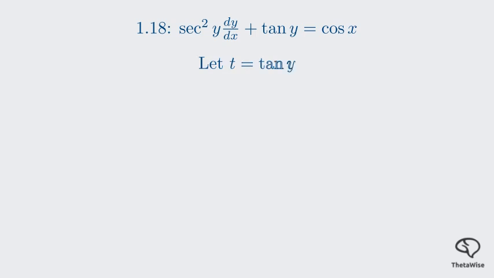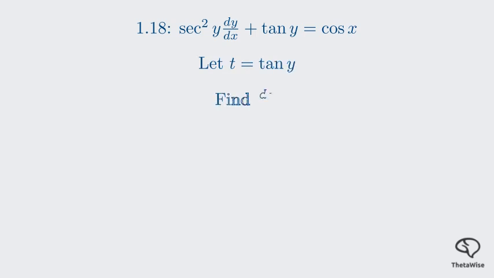Now let's tackle a more challenging problem, one that requires a change of variable or substitution. The problem is sec squared y dy/dx plus tan y equals cos x. This doesn't look like a standard linear equation, but the problem gives us a hint. Let t equals tan y. Let's follow that hint. We have the substitution t equals tan y.